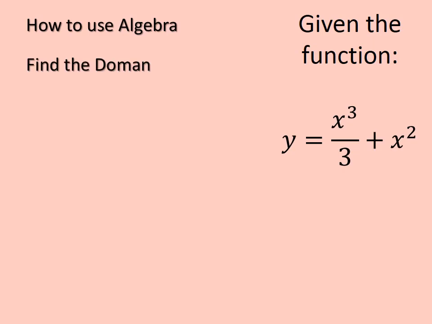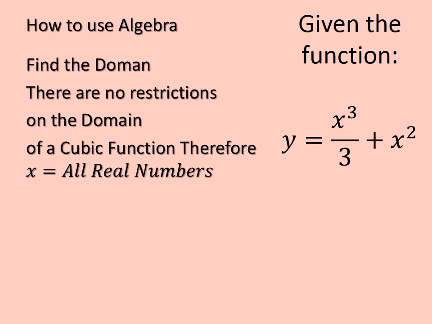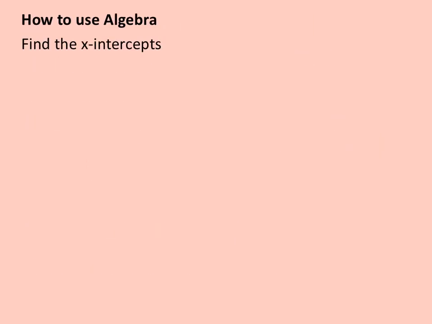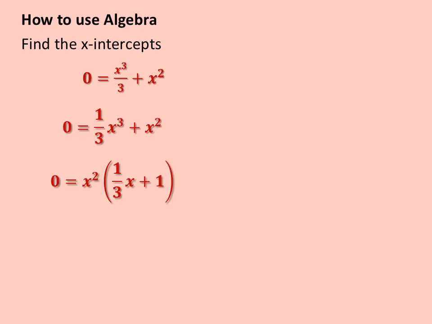Well, think about the domain. Are there any restrictions? No, there's no restrictions on a cubic function. Therefore, x equals all real numbers. Well, how about an asymptote? No asymptotes on cubic functions. All right? Now, how about your x-intercepts? Easy schmeezy, people. Set y equal to 0, factor it, bam, bam. We now know that x equals 0, x equals -3.